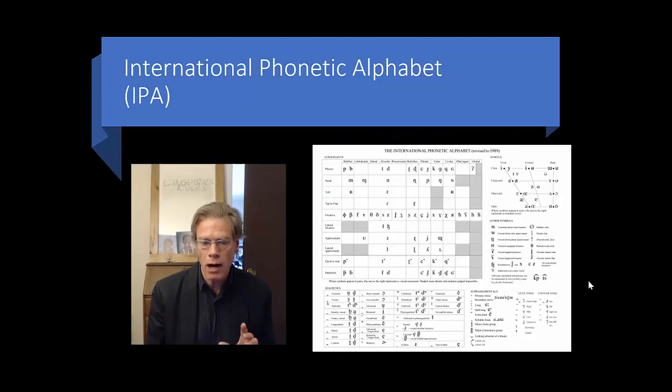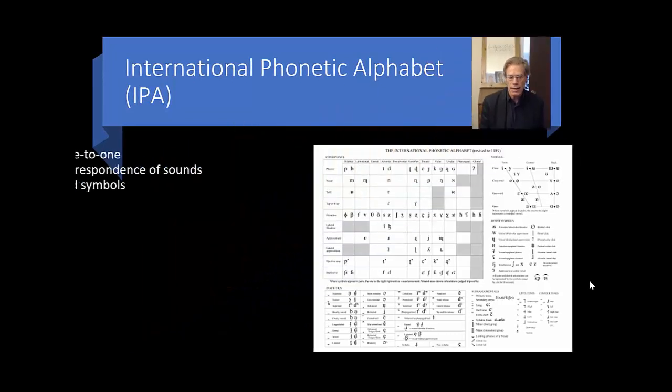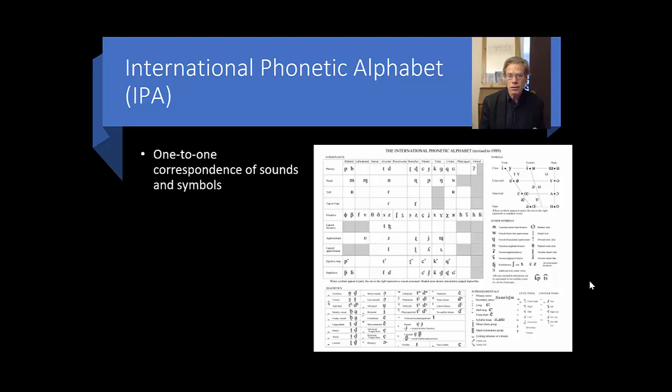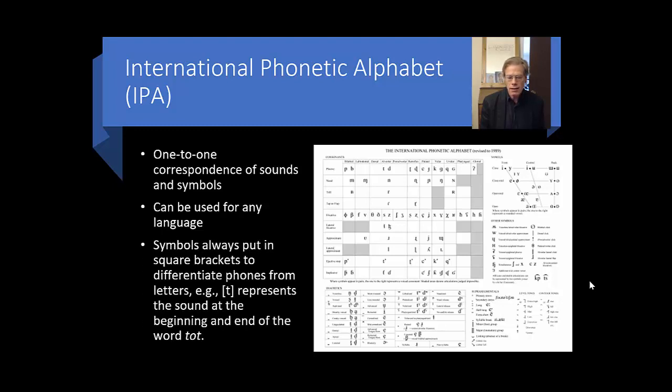With that goal in mind, we have the International Phonetic Alphabet, which was put together by the International Phonetic Association. Their goal is to come up with an alphabet that can represent the speech sounds of any language, and one where there is, in fact, a one-to-one correspondence of sounds and symbols. That's the goal. It should be able to be used for any language.